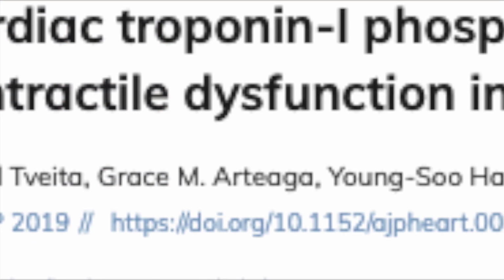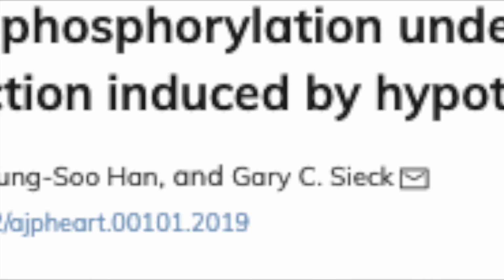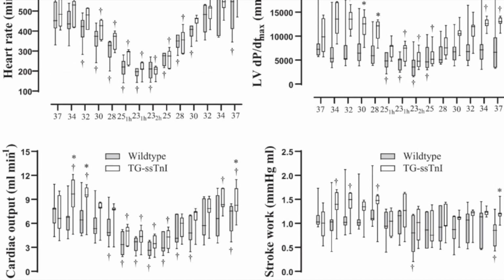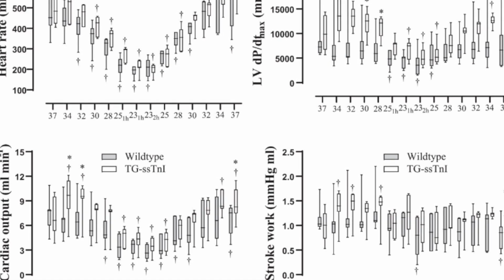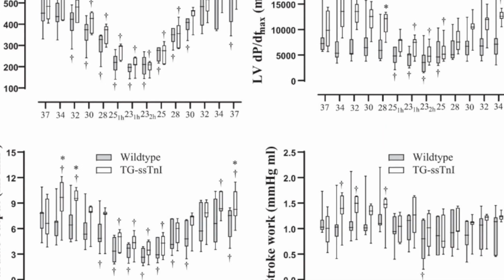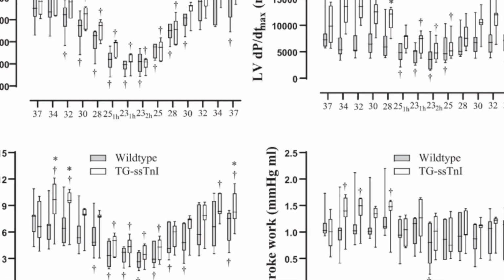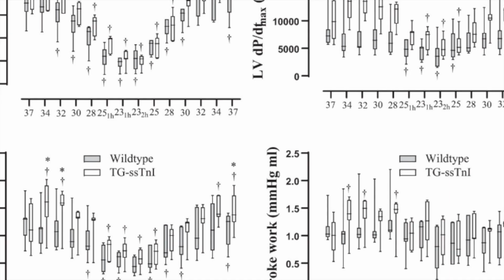Tvita and colleagues hypothesized that hypothermia and rewarming induces left ventricular contractile dysfunction due to phosphorylation of cardiac troponin I at serine 23 and 24. To test this hypothesis, the response of wild-type mice to hypothermia and rewarming was compared with transgenic mice expressing slow skeletal troponin I that lacks the serine 23-24 phosphorylation sites.